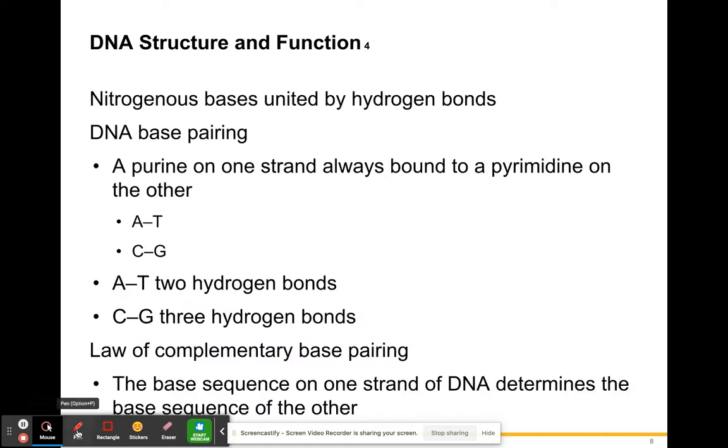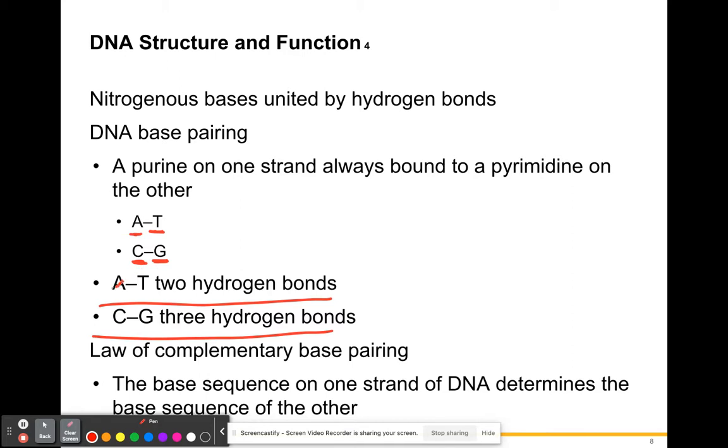So back to this. A purine on one strand will always bond to a pyrimidine on the other, right? So A, which is my purine, is always going to bond to T, which is a pyrimidine. C, which is a pyrimidine, will always bond to G, which is the purine. So these are my base pairs. A's will always bond to T's, C's will always bond to G's.